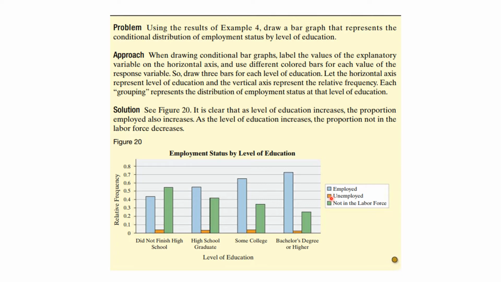But you can also see that the more education you have, the greater chance that you are employed. And also the lower the chance you are not in the labor force. So this tells you a lot, and you should be able to make graphs that look like this. And as we say, it's clear as the level of education increases, the proportion of employed also increases, and as the level of education increases, the proportion not in the labor force decreases.